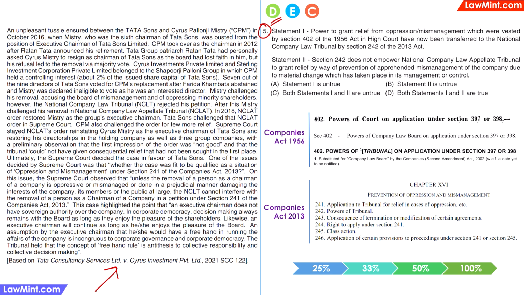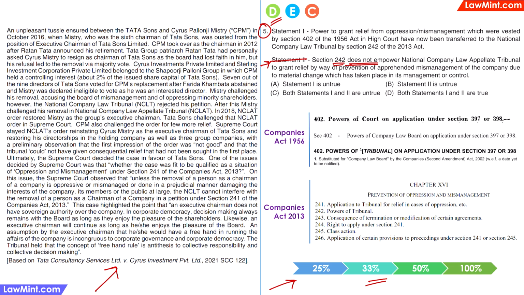The trick with questions like this is to use the elimination strategy to make sure that you don't get confused. And obviously, the elimination strategy will also make it easier if you have to guess the correct answer. When we read both of these statements, we can see that statement 2 is obviously incorrect. It says that section 242 does not empower the NCLAT to grant relief by preventing apprehended mismanagement. Here, we already know from the passage that both the NCLT and the NCLAT have the powers to grant such a relief. Otherwise, why would they be approached by the parties in this case?